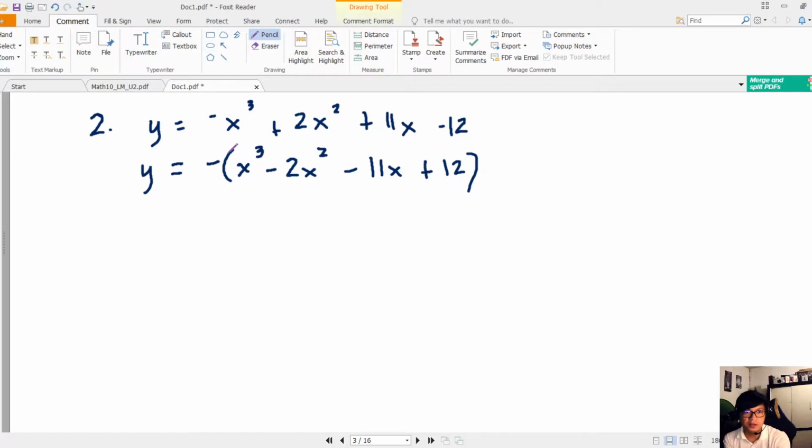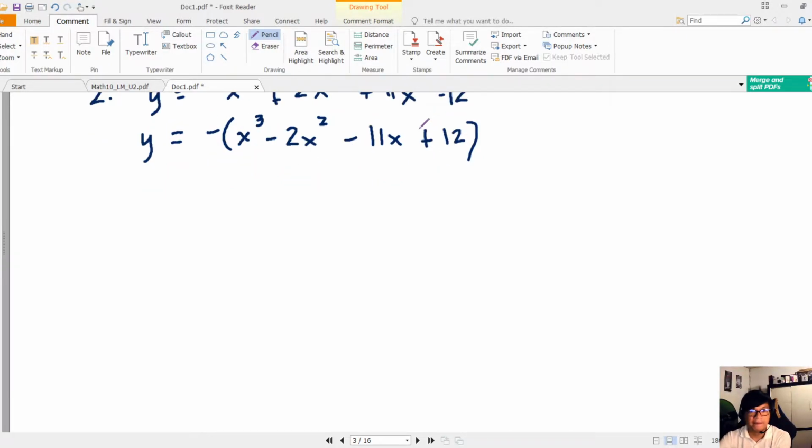Because if you are going to multiply the negative to each term sa loob ng parentheses, the same yung result dito sa taas. Negative times x cubed is negative x cubed. Negative times negative 2x squared is positive 2x squared. Negative times negative 11x is positive 11x. And negative times 12, negative 12. So, meron na tayong polynomial expression.